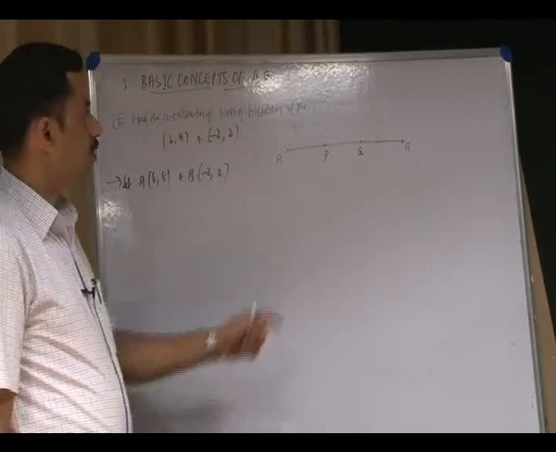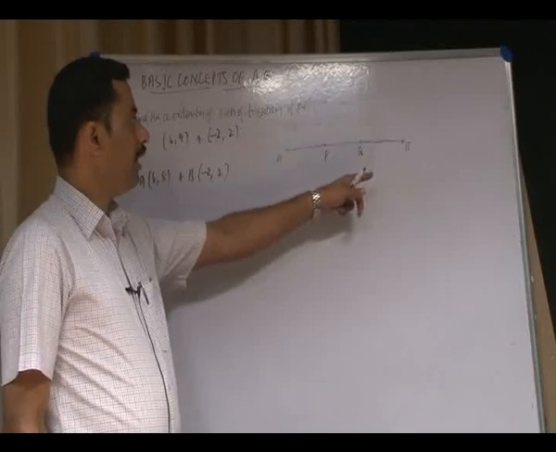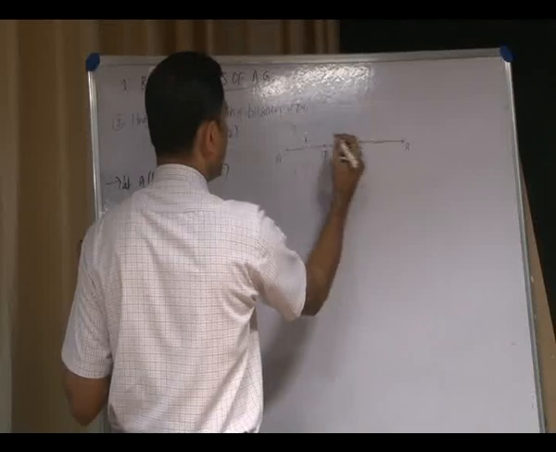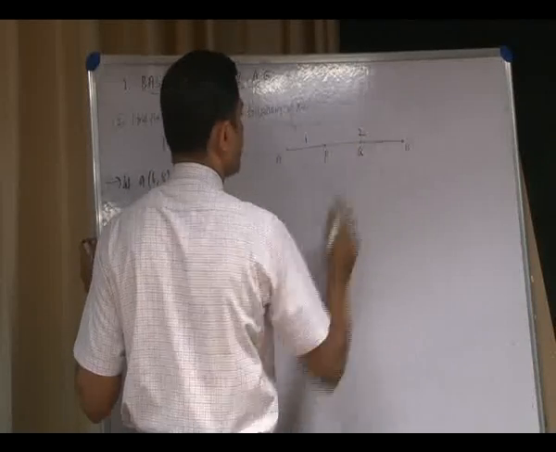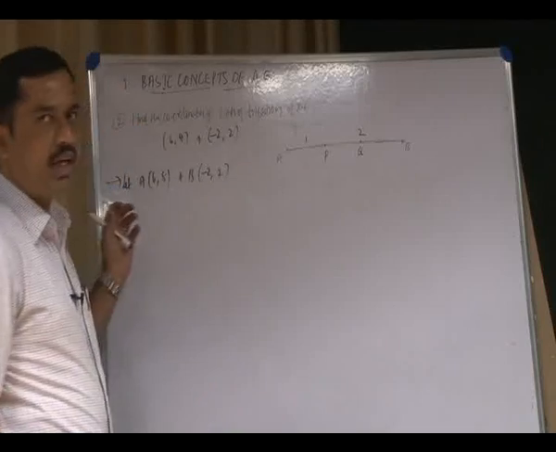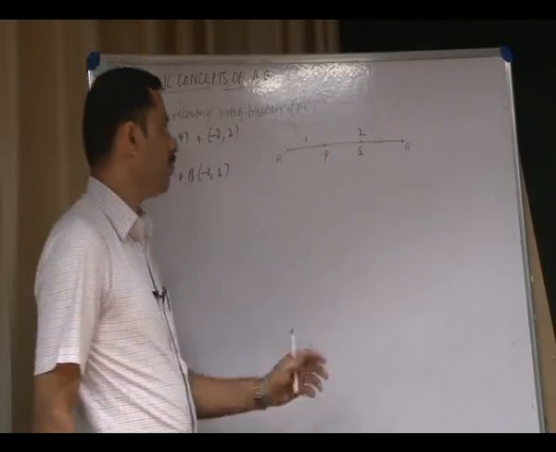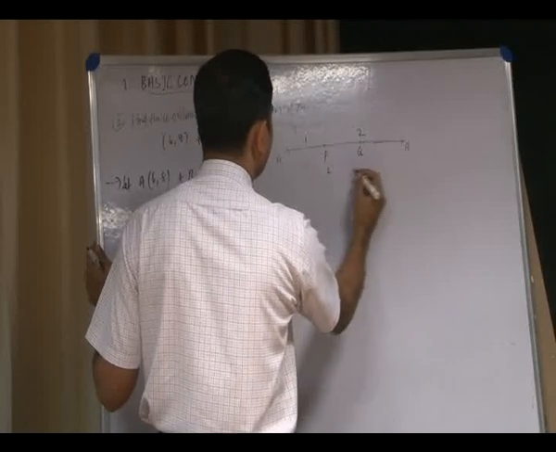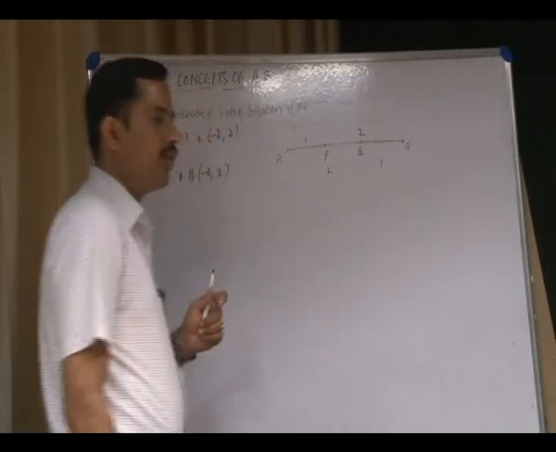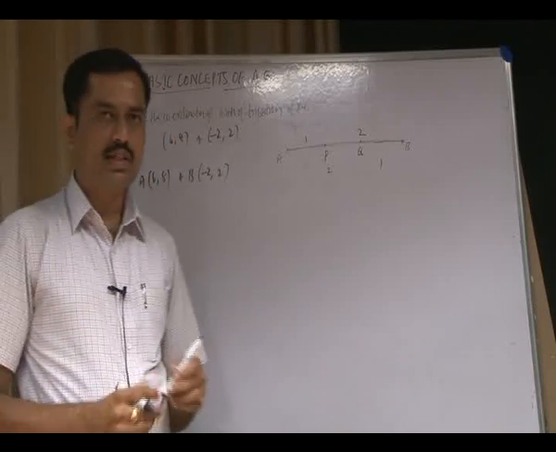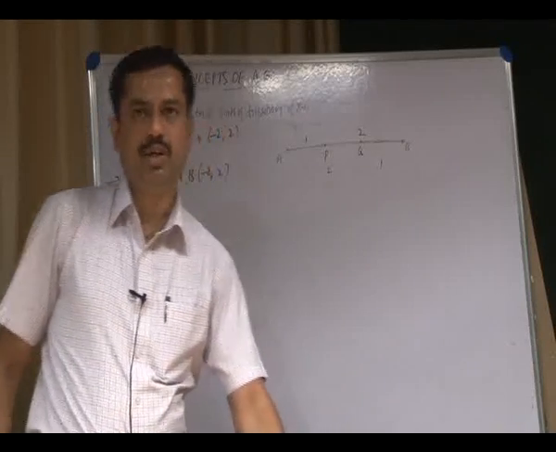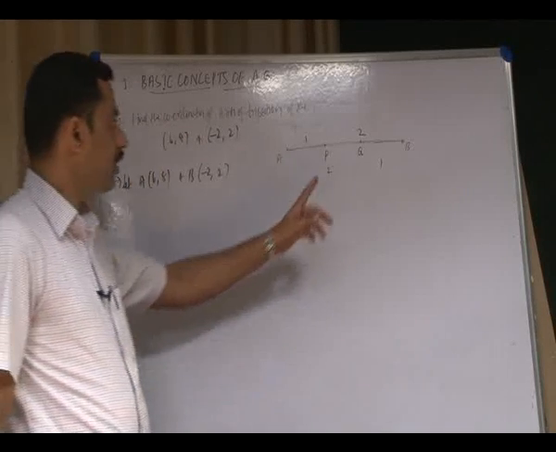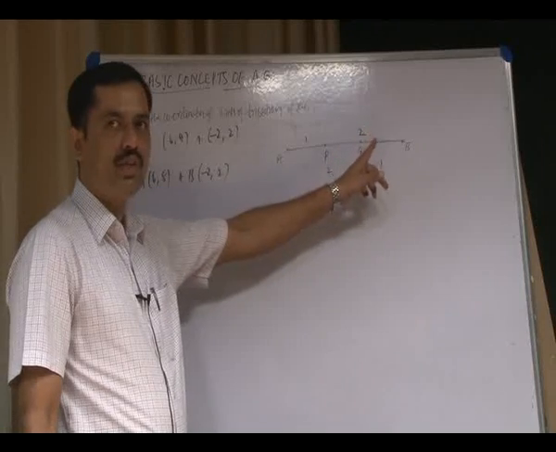So, here this P divides the line AB internally in the ratio, out of 3 parts, this distance is 1 and this distance is 2 parts. So, this point P divides the line AB internally in the ratio 1:2. Similarly, point Q divides the line AB internally in the ratio 2:1. Therefore, these 2 points are called points of trisection of this line AB. So, you have to find the coordinates of both point P as well as point Q here.